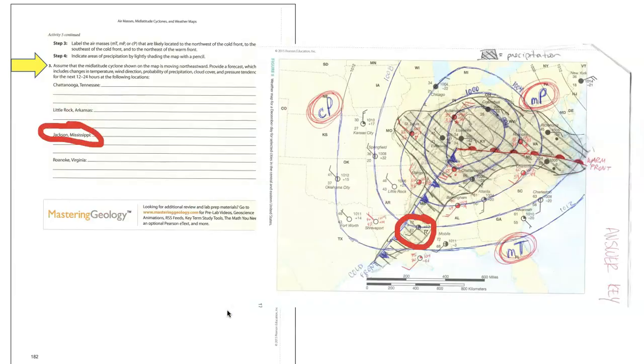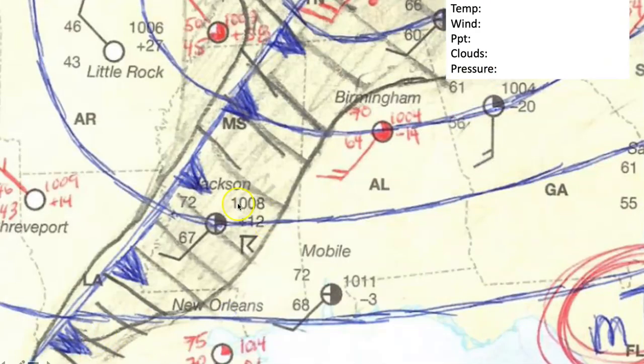Moving on to Jackson, Mississippi. Now, Jackson, Mississippi is right at the leading edge of the cold front, and one way that we know this is the symbol here, which indicates thunderstorms. So what we have here is going to be very similar to what we had up here in Chattanooga.